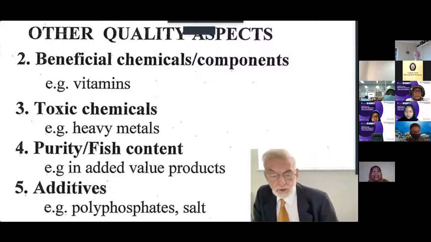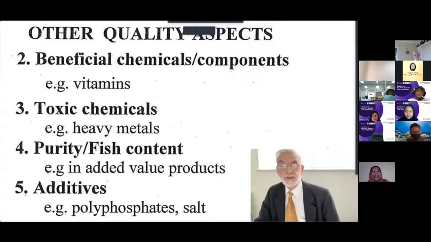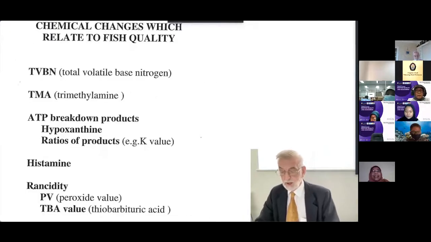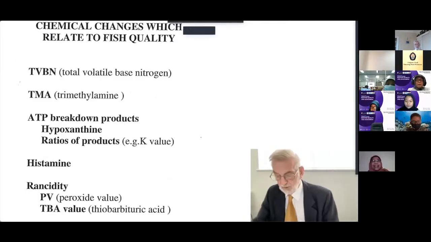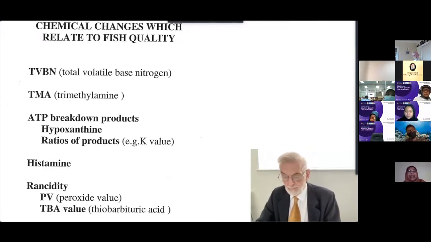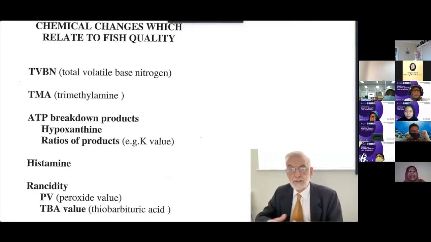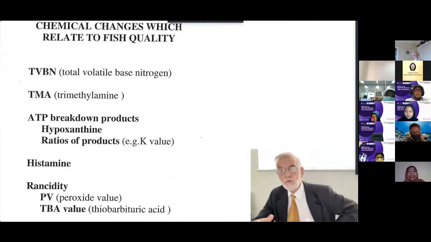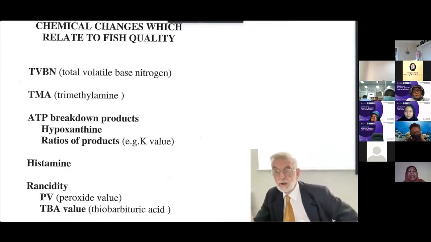So what I'm going to talk about then is those changes that reflect and relate to fish quality. And on the next slide, we will see the first one of these, which is TVBN. This is total volatile basic nitrogen. So these are volatile bases. The obvious one is ammonia, but things like dimethylamine and trimethylamine are also volatile compounds.